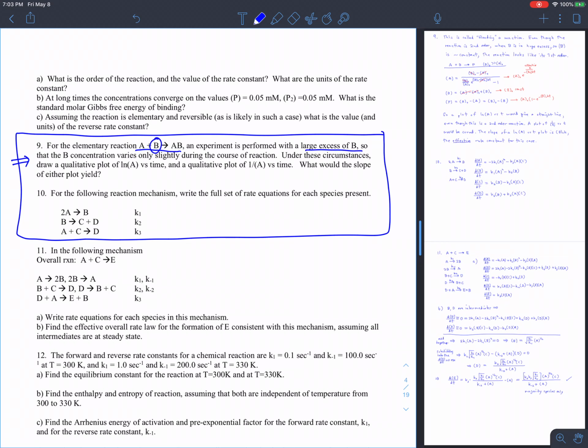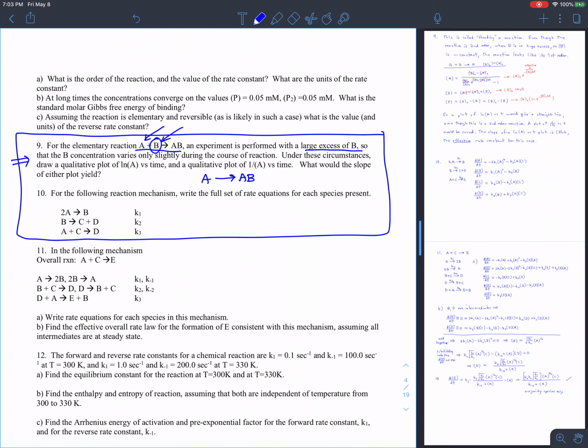We put in a whole lot of B, which means that by the time A gets completely used up, the B concentration's hardly changed at all. Under those circumstances, it seems intuitive anyway that A is going to look like it goes straight to AB, right? The B concentration isn't changing, so it's going to look like a first order reaction.